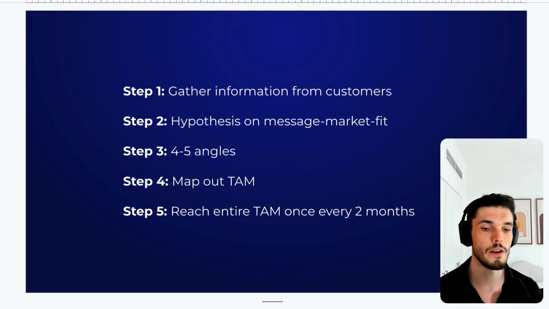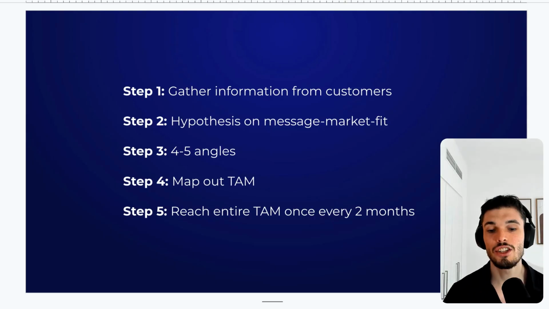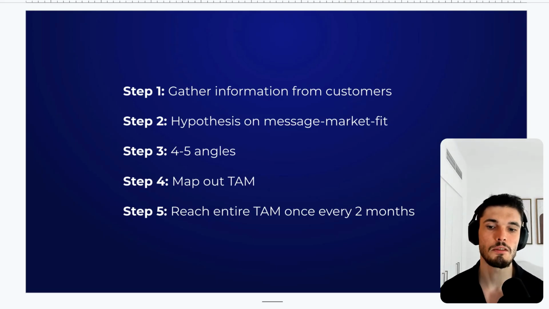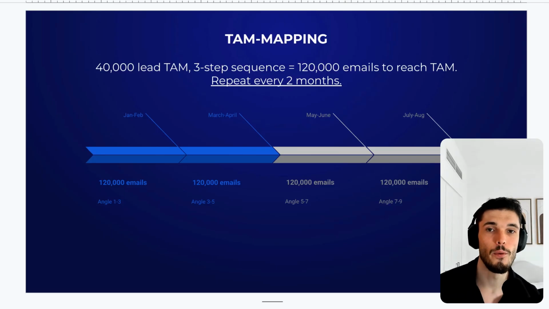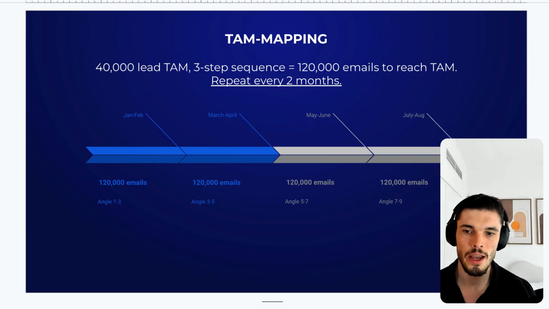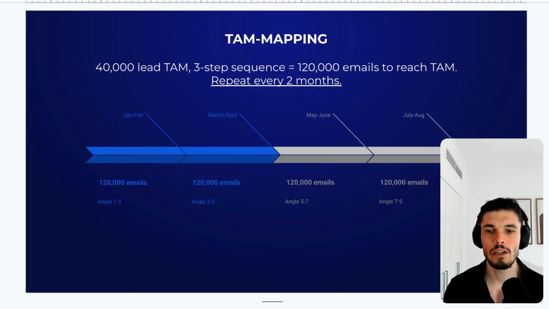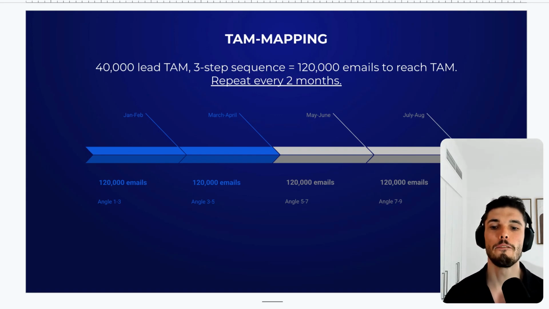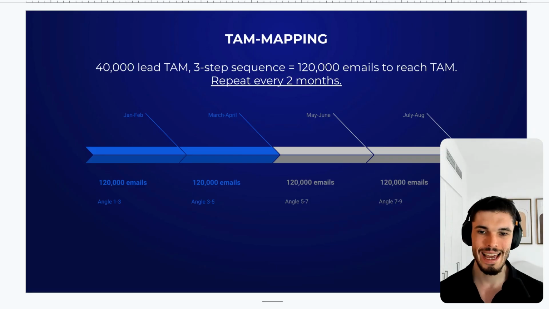So, this is the best way of retargeting your TAM and getting the most out of it and actually managing to get the sufficient amount of touch points that you need in order to convert as many of them as possible. And here's an example of what this TAM mapping exercise looks like. So, in this example here, let's say that we want to target small accounting firms in the US, and let's say we can find 40,000 CEOs of these firms in the US.